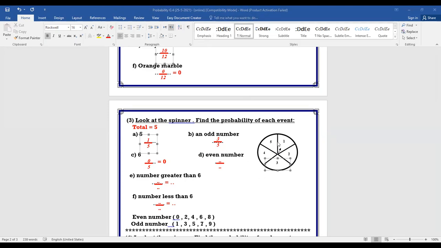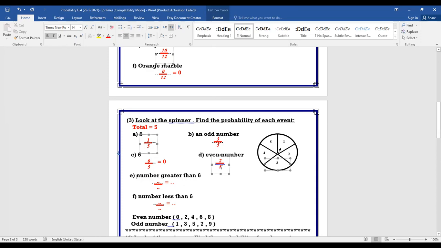Even number. Jana, how many even numbers do we have in the spinner? 2 and 4 are even. Then it will be 2 out of the total number, 2 out of 5.